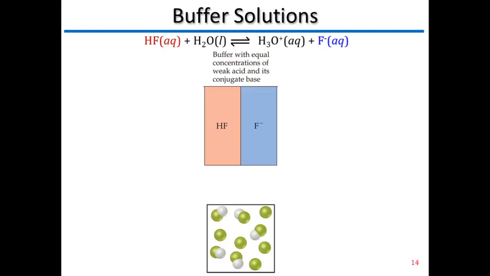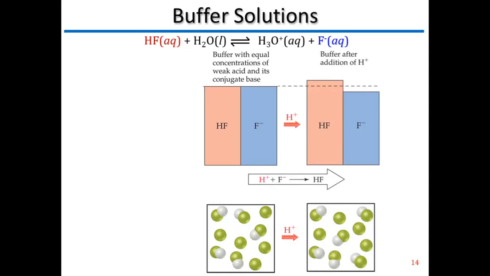Let's look at how they work. If we have a buffer solution, here we have hydrofluoric acid being added to water to give us H3O plus and fluoride ion, of course. Below we have two bars. The bluer bar represents the fluoride ion, and the pinkish bar represents hydrofluoric acid. Then we have that drawn as a picture down here, so we have all HF, and we also have HF and F minus. What we want to look at is what happens to this solution if, for instance, we add H plus?